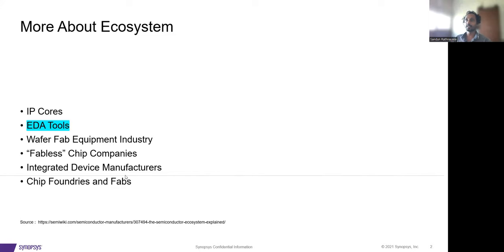Yeah, so we will discuss firstly about the ecosystem. So I want to get you a good understanding about what is EDA, what are the other things, like how the electronic industry is placed like this. So when we talk about this ecosystem, there are six different sets of companies that play different roles. So having an understanding about each of the six will help us to understand more deeply about EDA.